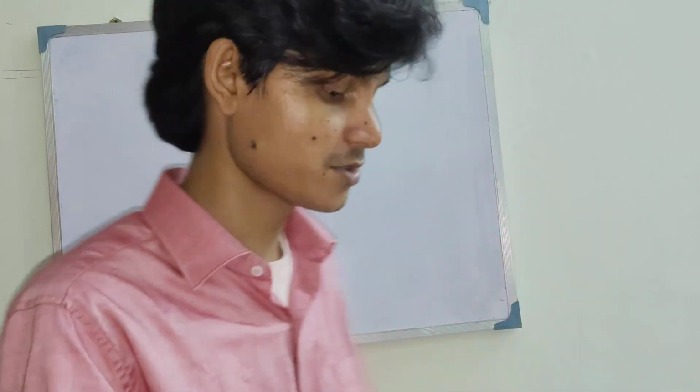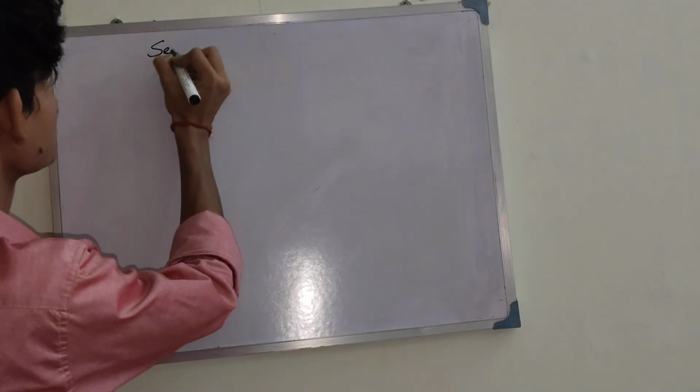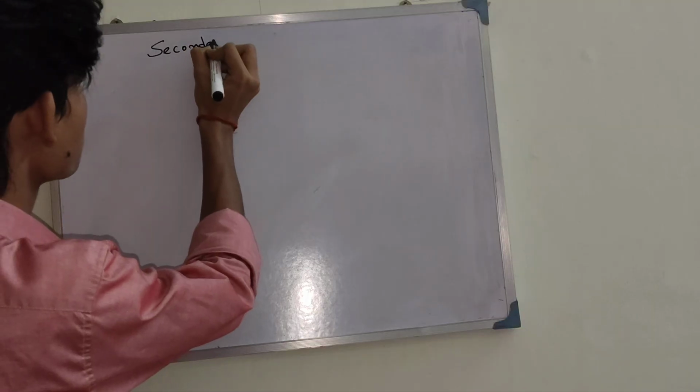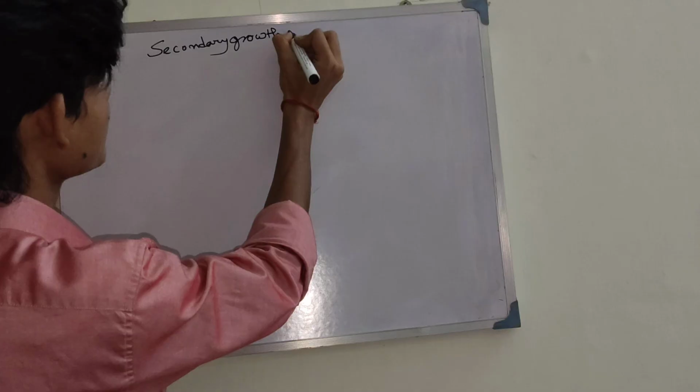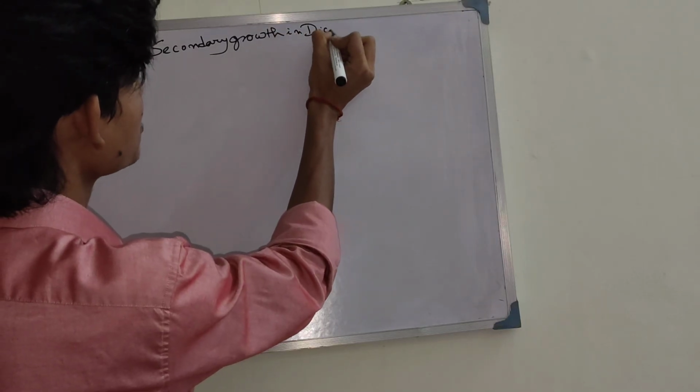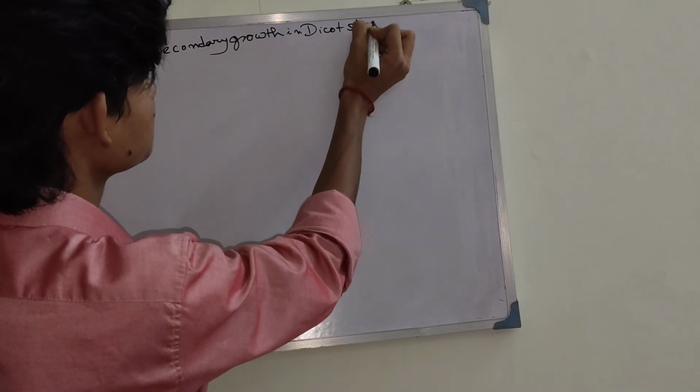So, the topic that we are going to learn today is a very important chapter from your class 11 NCERT book, chapter 6, Anatomy of Flowering Plants, and the topic of concern today is secondary growth in dicot stem.